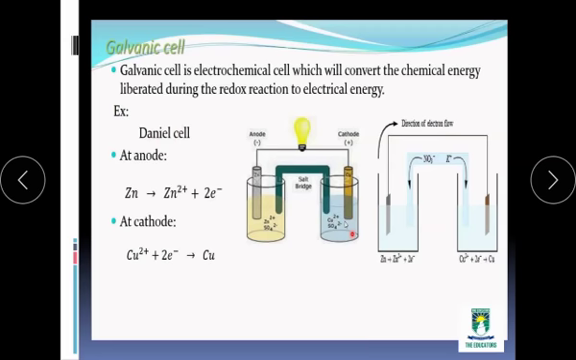What are the reactions which occur at the anode? Definitely the anode has the oxidation reaction, meaning loss of electrons, so zinc will lose 2 electrons, and at the cathode these 2 electrons are gained by copper, and Cu2+ is converted to Cu. In this way both oxidation and reduction reactions occur, and we can say that a redox reaction occurred in the galvanic cell. Clear to you?